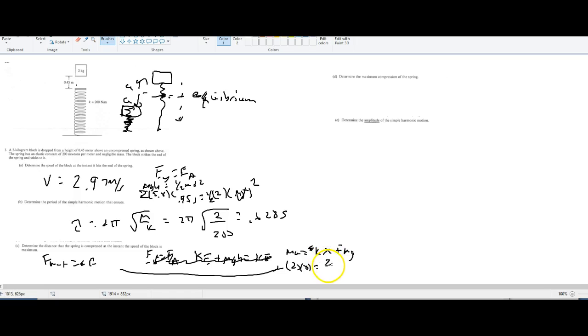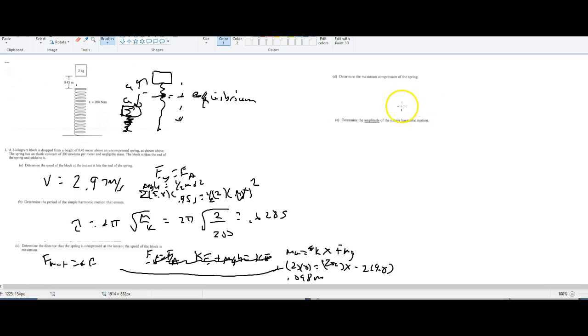k is equal to 200. x is, I don't know, minus 2 times 9.8, divided by 200, which is 0.098. 0.098 meters is how far that thing is compressed before it stops accelerating downwards and starts slowing down, right? Okay. Determine the maximum compression of the spring.